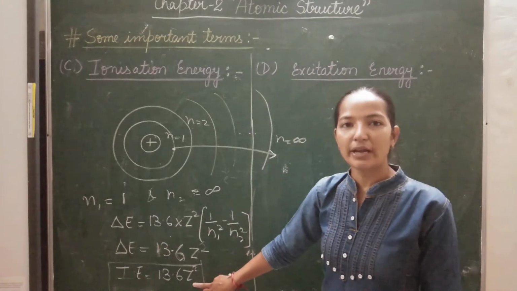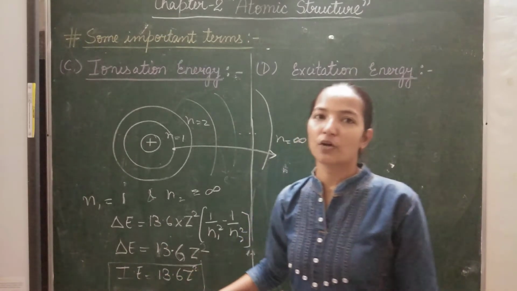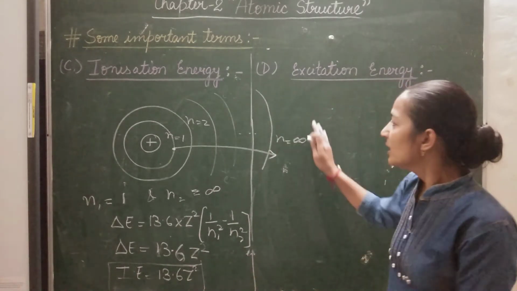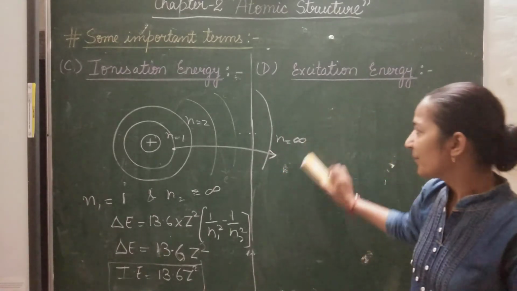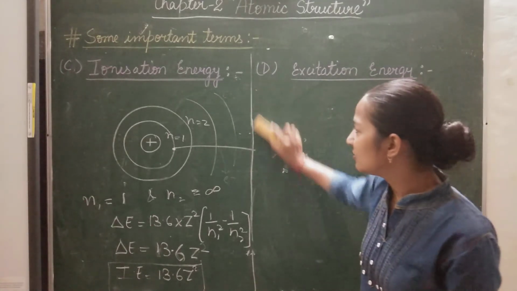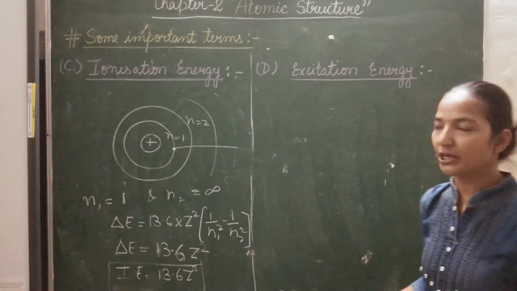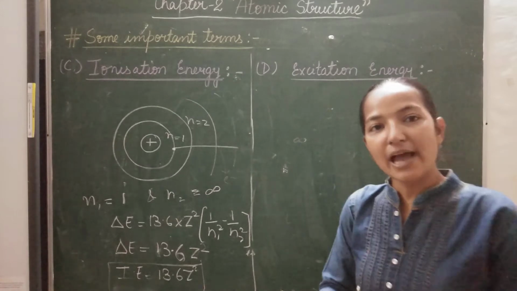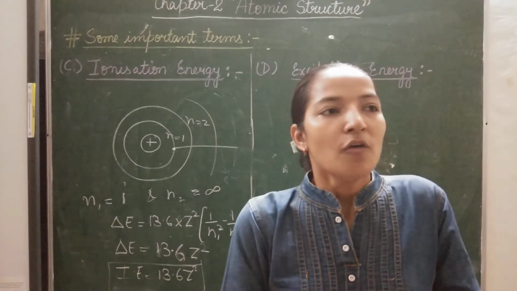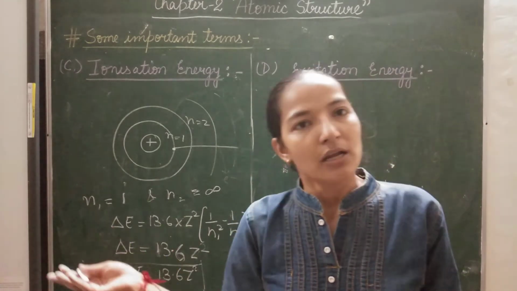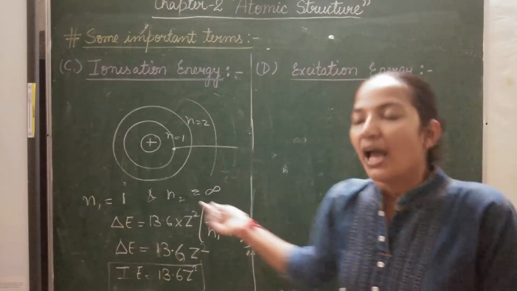Simply we will put the value of Z, that is atomic number, and we can calculate the required ionization energy. Now the next type of energy is the excitation energy. What is the excitation energy, students? The excitation energy is the amount of energy required to excite an electron from the ground state, the lower energy state, to any energy state.